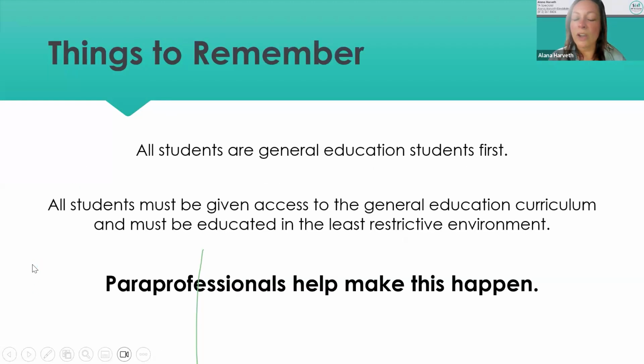So when we talk about this, we always say that all students are general education students first. Even my students that had more significant needs, they're general education students first. They receive their special education services at times. So all students must be given access to the general education curriculum and must be educated in the least restrictive environment. If you have not heard that before, we start every student, no matter what their need is, in general education. And then the team asks, can they do their work? Can they do that in gen ed without any help?